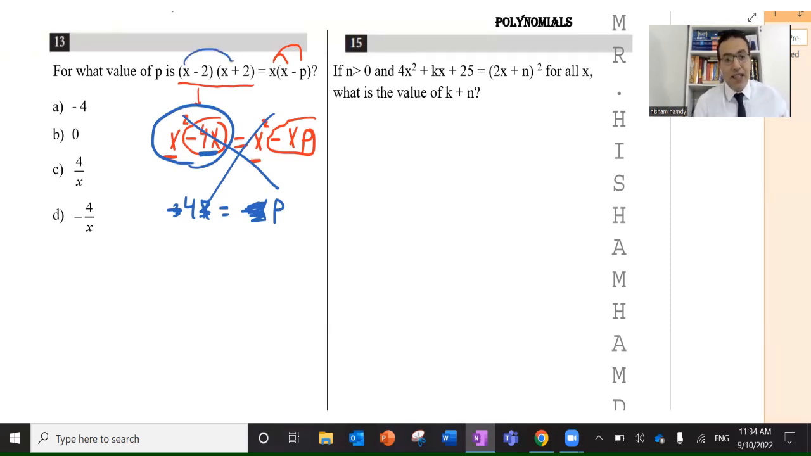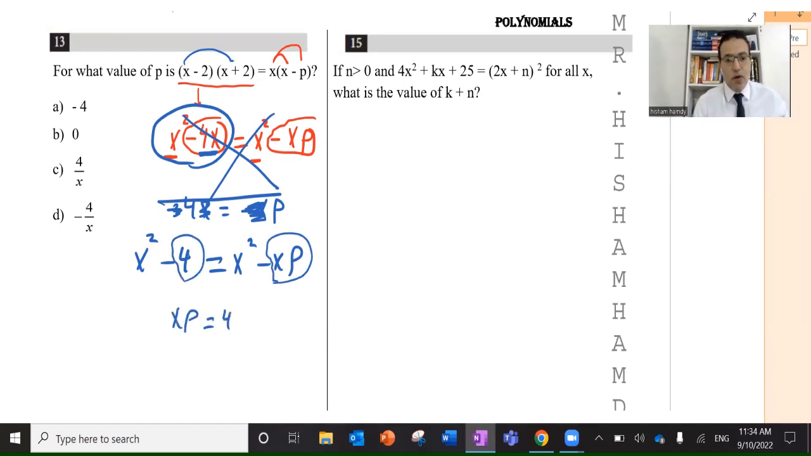When I expand, x by x gives me x squared, minus 4 without x. Without x is equal to x squared minus xp. So xp is equal to 4. So what is the value of p? It's 4 divided by x. I figured out p in terms of x. So sometimes the letter or the coefficient you are looking for may be in terms of another number.